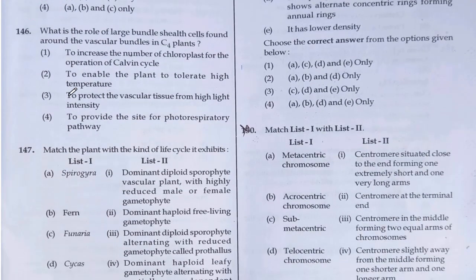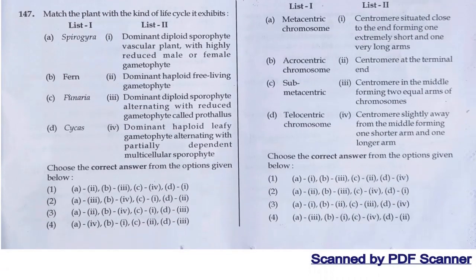Coming to question number 146. What is the role of large bundle sheath cells found around the vascular bundles in C4 plants? So option 1 will be the correct one: to increase the number of chloroplasts for the operation of the Calvin cycle. So next we will match list 1 with list 2.